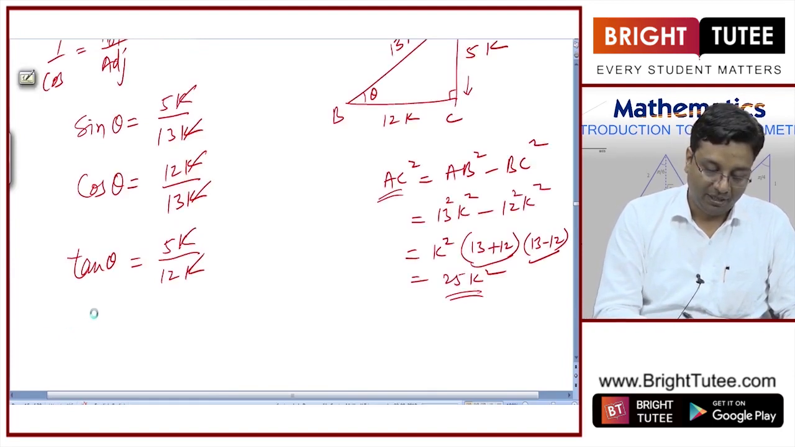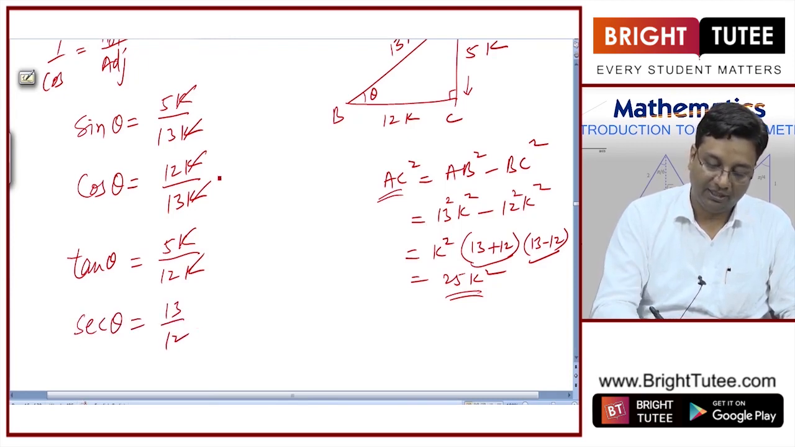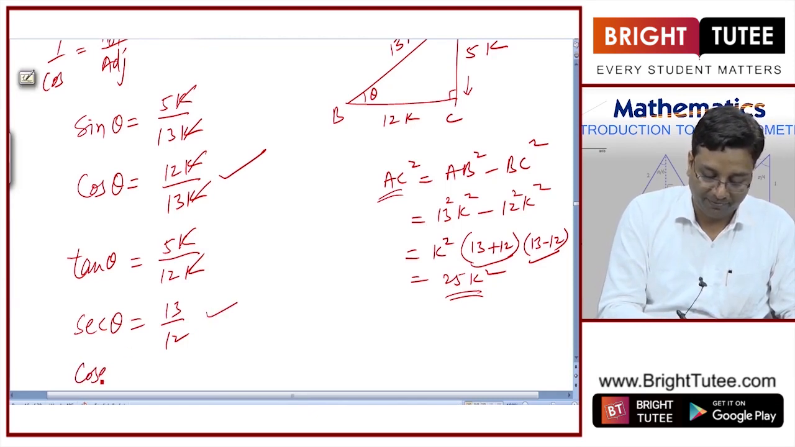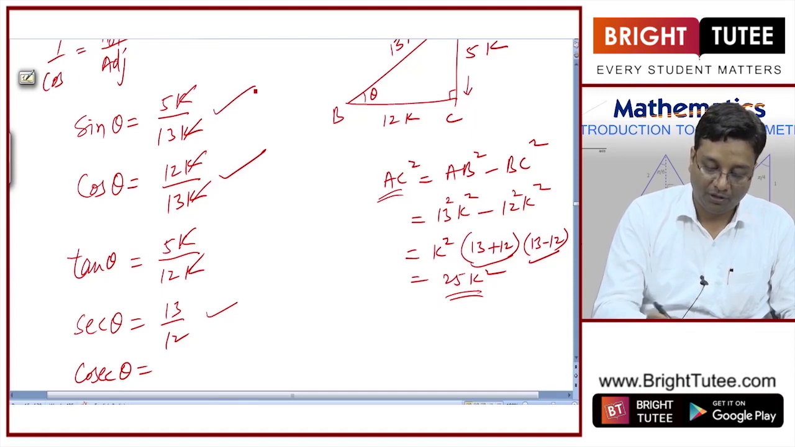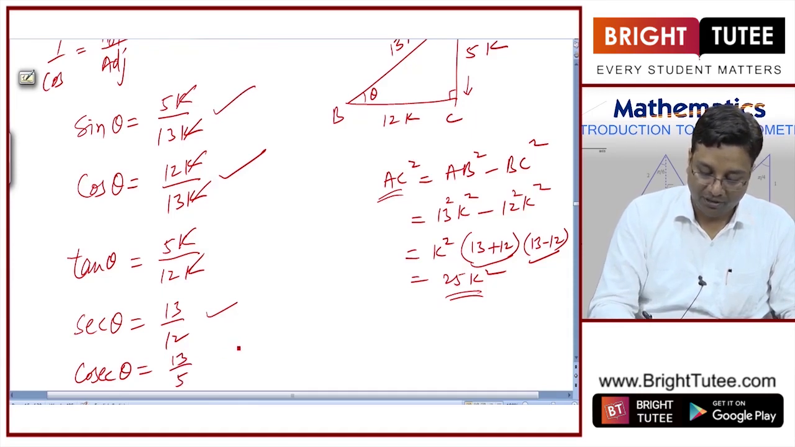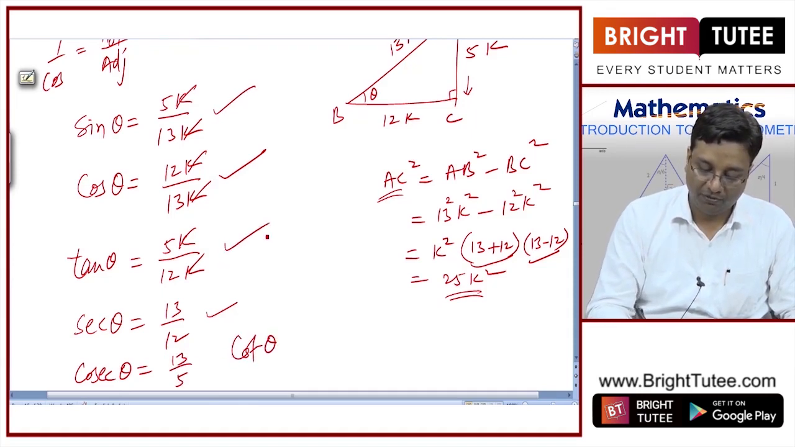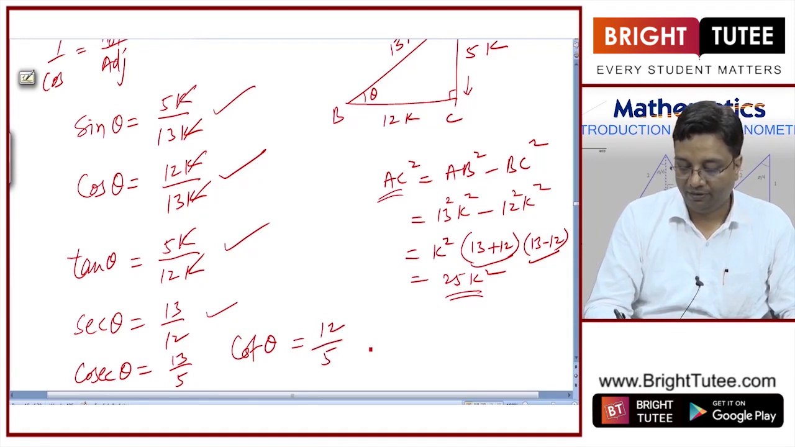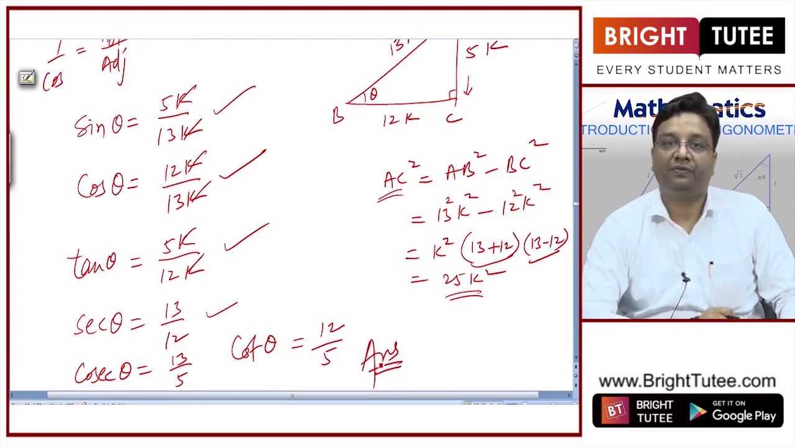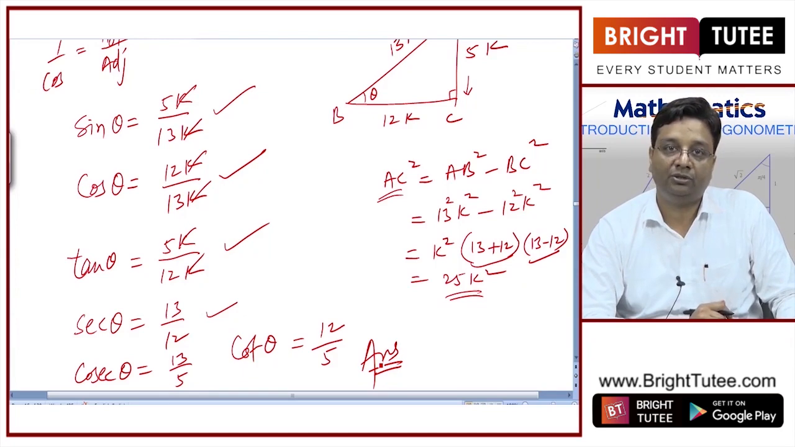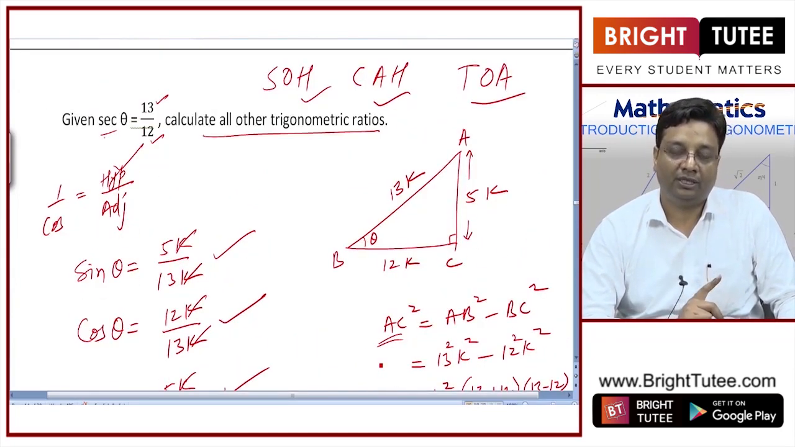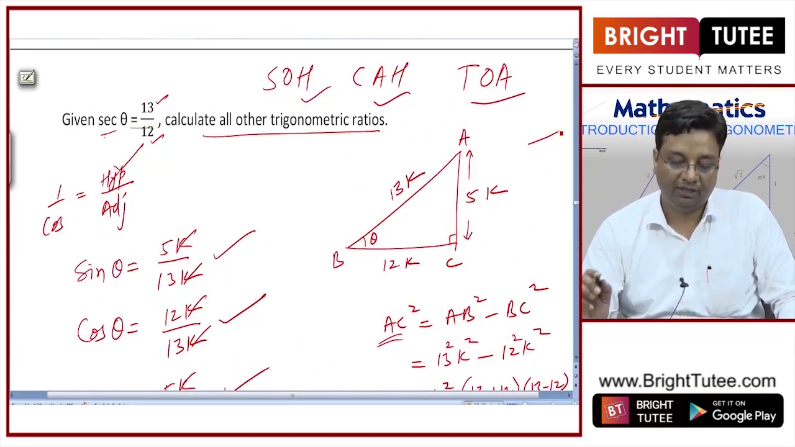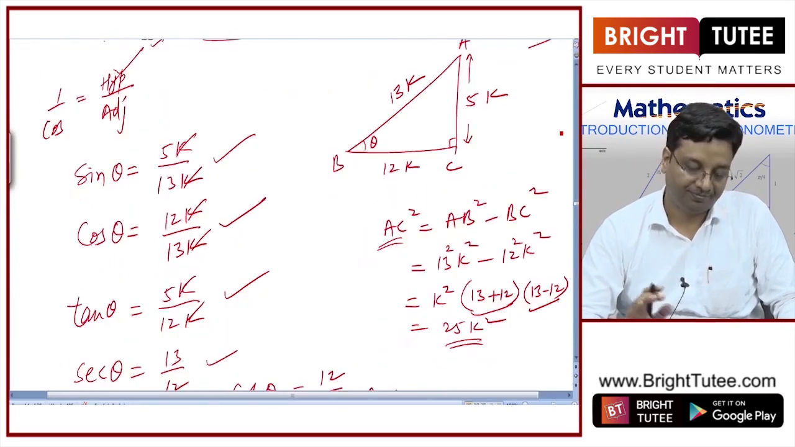Okay. And similarly, you can say secant theta is 13 by 12, just the reciprocal of this. It was also given information. So talk about cosecant theta. It is the reciprocal of this, so 13 by 5. What is cot theta? Reciprocal of this, which is equal to 12 by 5. So we have found all the other trigonometric ratios just by using one trigonometric ratio. So this is the algorithm that you need to follow in these type of questions.